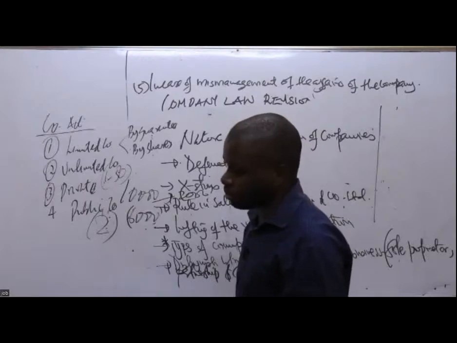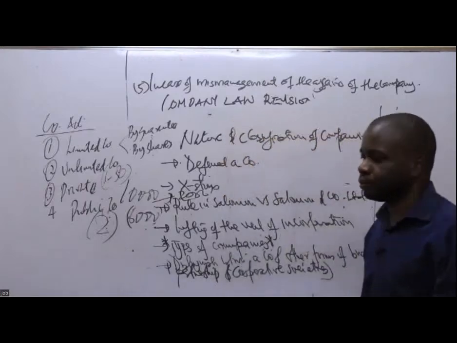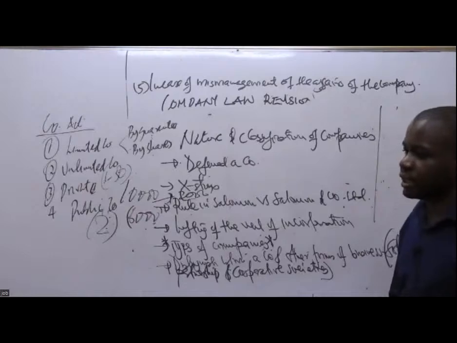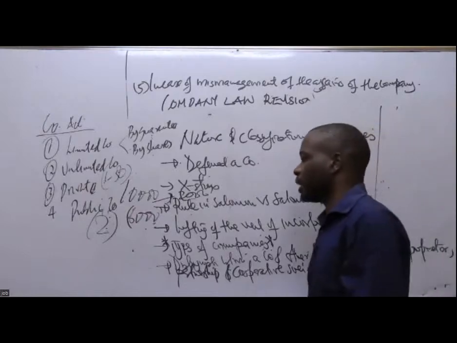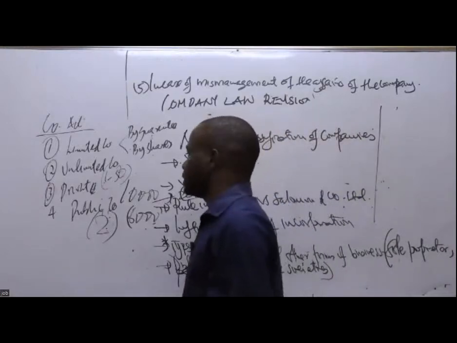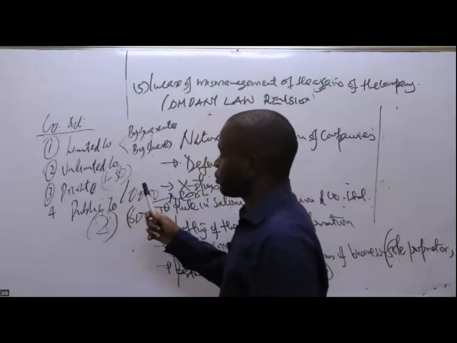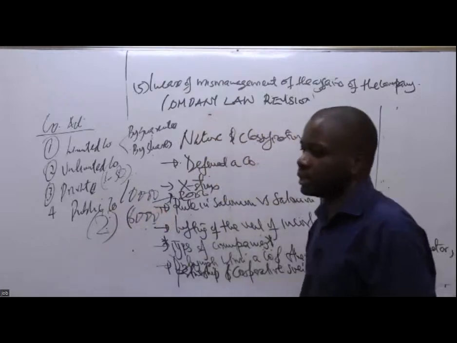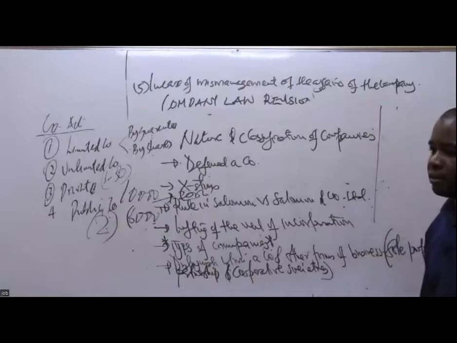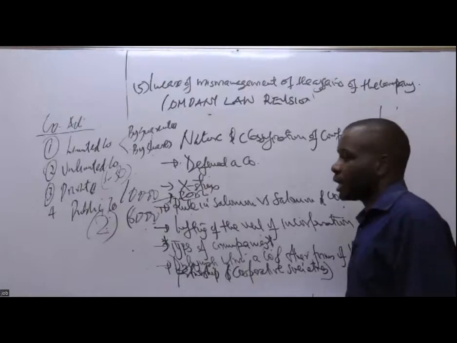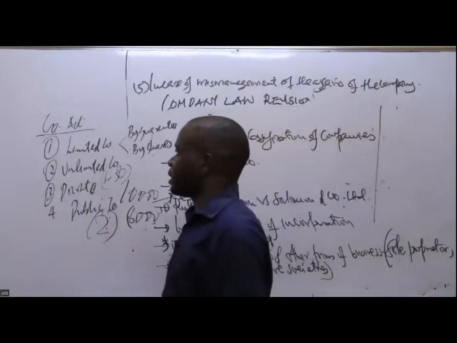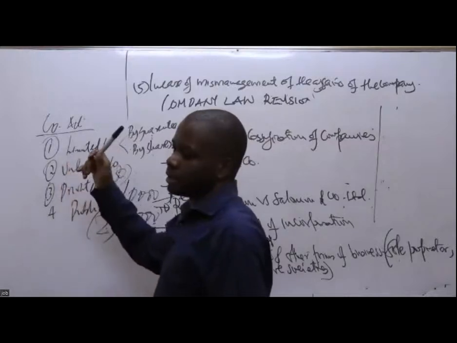Number 3, minimum number of directors is actually 2. And the shares can actually be freely transferred. So it can also invite members of the public to apply or basically acquire its shares. For a private company, the minimum number of directors is usually 1. So it can have at least one director. So that is basically the types of companies under the Companies Act.